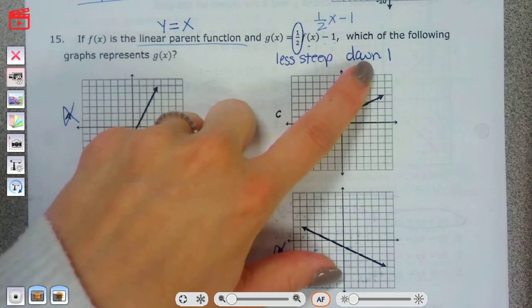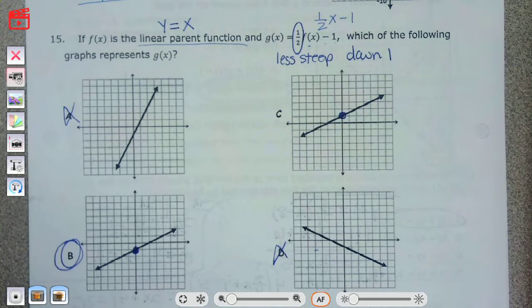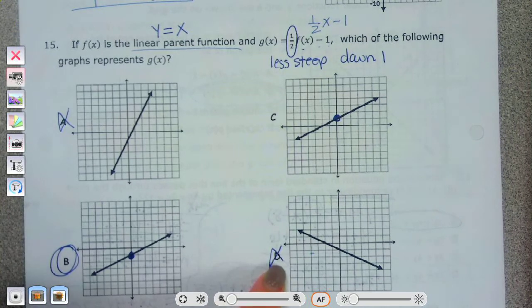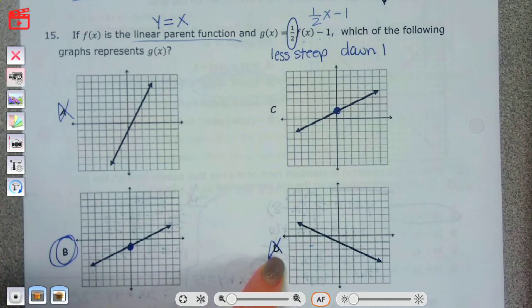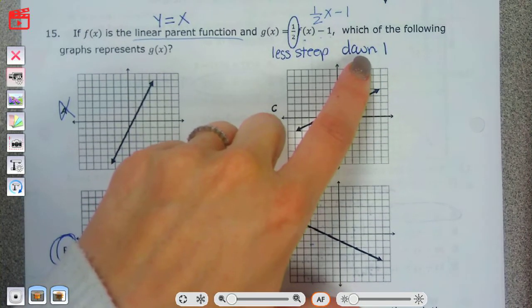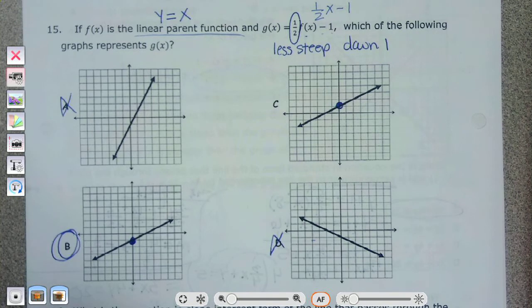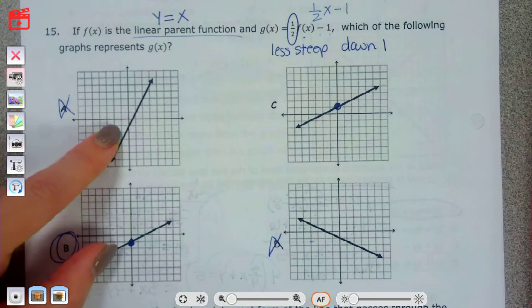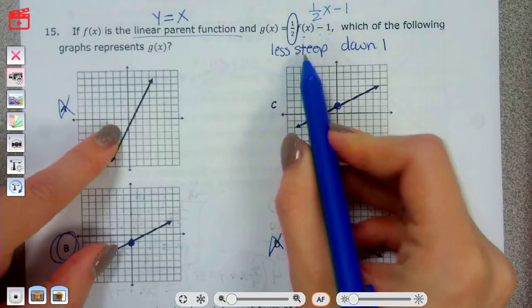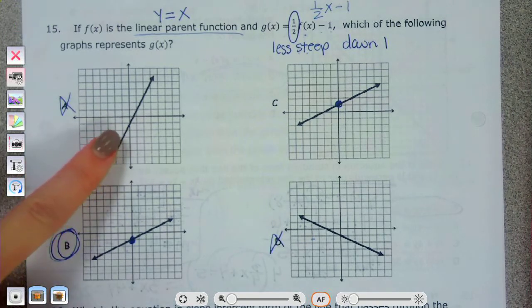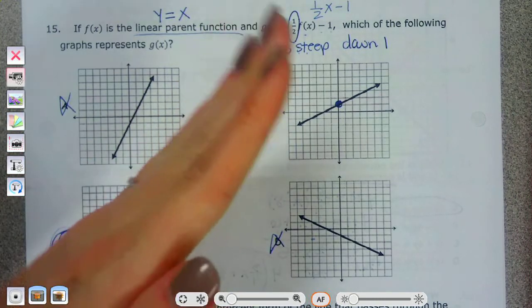The first thing you can do to eliminate is look which ones are reflected, which ones are going down. So this is a positive slope. So it cannot be D because that one is reflected. Next, down 1. Okay, the only one that moves down 1 is this one and this one, but you need the one that is less steep, so that's why we went with B. This one ends up being more steep. You can just look at the way that it's leaning.